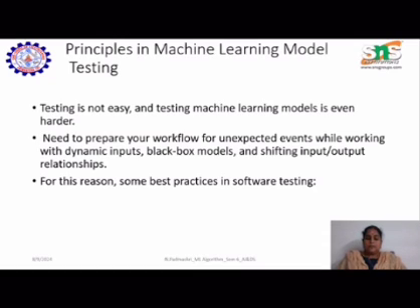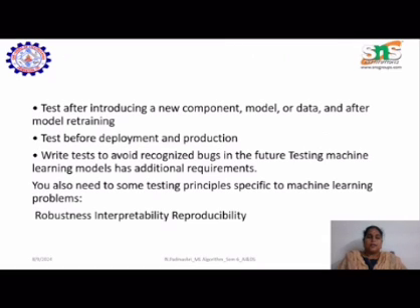For these drawbacks, some best practices in software engineering can be suggested. Test after introducing a new component. Every time a new component is introduced, test it, model or data, and after the model, retrain it. Test before deployment and production. Write tests to avoid bugs in future testing of the machine learning model, so you can record them and keep them for future reference. You also need to apply testing principles to the machine learning problem: robustness, interpretability, reproducibility.